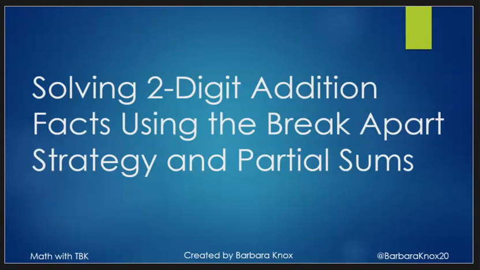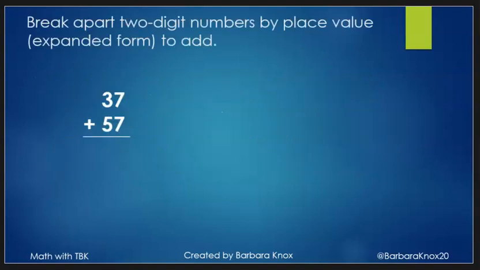In this video, we will be solving two-digit addition facts using the break-apart strategy and partial sums. Using the break-apart strategy, students will break apart two-digit numbers to add by place value. In the example shown, 37 can be broken apart into 3 tens plus 7 ones, and 57 can be broken apart into 5 tens plus 7 ones.